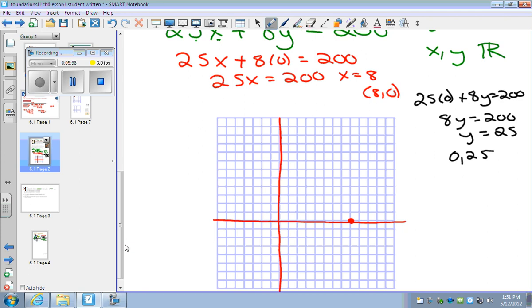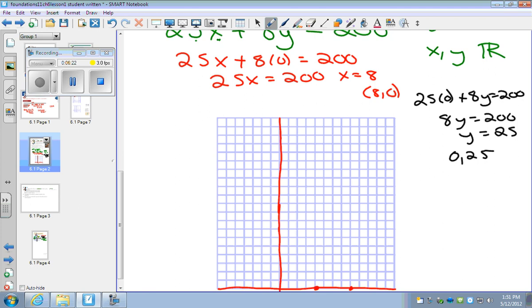I should have drawn this graph differently. Okay, let's say we draw our axes there. So 1, 2, 3, 4, 5, 6, 7, 8, 9, 10, 11, 12, 13, 14, 15, 16, 17, 18, 19, 20. We're going to let each one be 2.